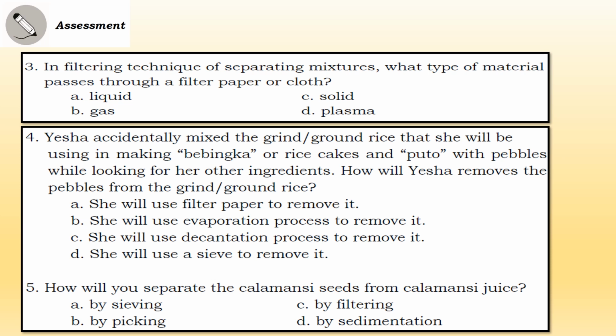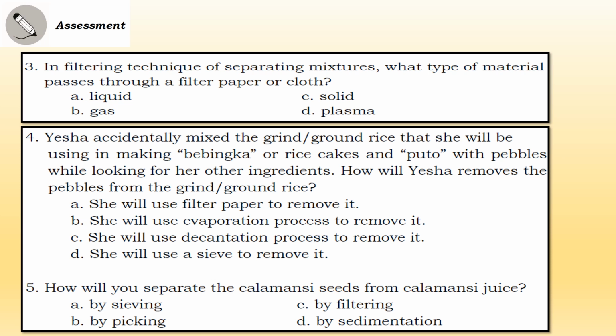Number 4. Yesha accidentally mixed the ground rice that she will be using in making bibingka or rice cakes and puto with pebbles while looking for her other ingredients. How will Yesha remove the pebble from the ground rice? A. She will use filter paper to remove it. B. She will use evaporation process to remove it. C. She will use decantation process to remove it. D. She will use a sieve to remove it.